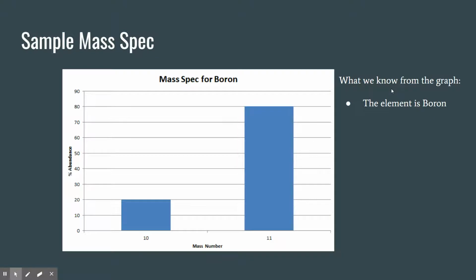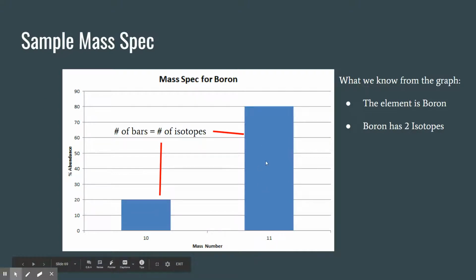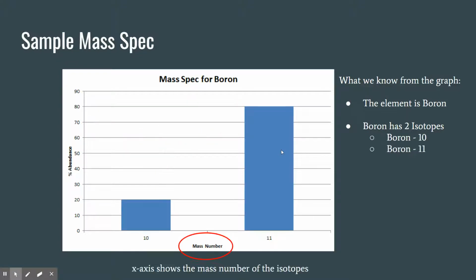So to start off, from the graph, immediately the first thing I know is that this is boron. It's in the title. If that title's not there, then I start breaking down the other elements. There are 2 bars, and this tells me that there are 2 isotopes of boron. The number of bars is going to tell me the number of isotopes. On the x-axis, it's going to tell me the mass number for those isotopes. So this is boron 10 and boron 11.